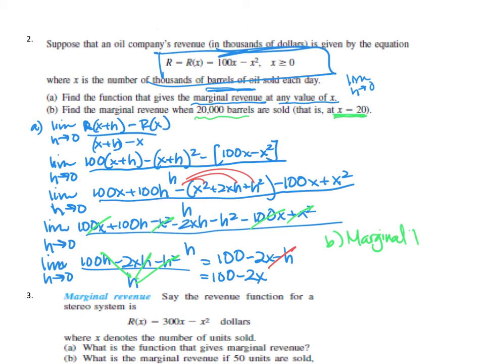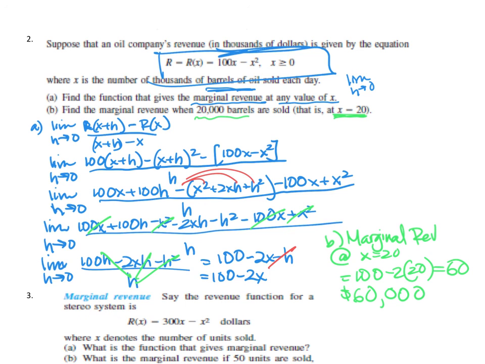Marginal revenue at x equal to 20. So we would have 100 minus 2 times 20, which would give us 60. And it's in the thousands, so it would be 60,000. That would be the marginal revenue when 20,000 barrels are sold.